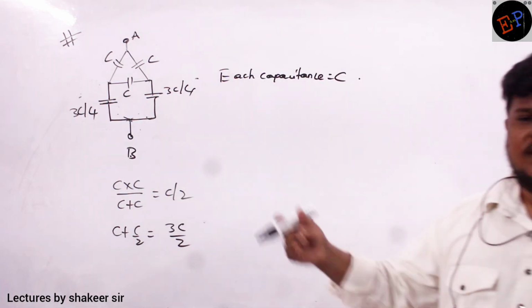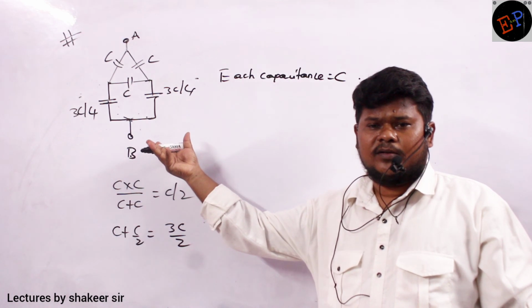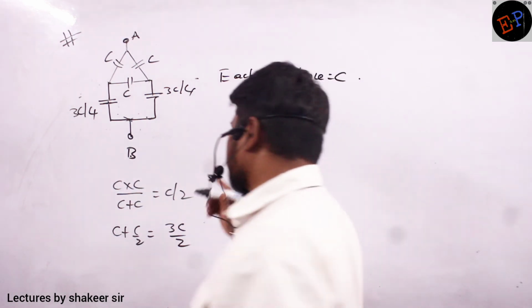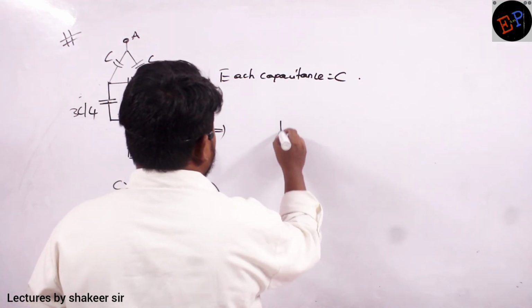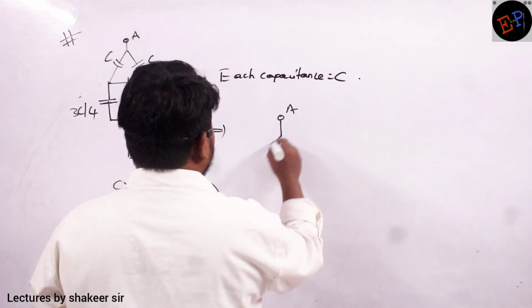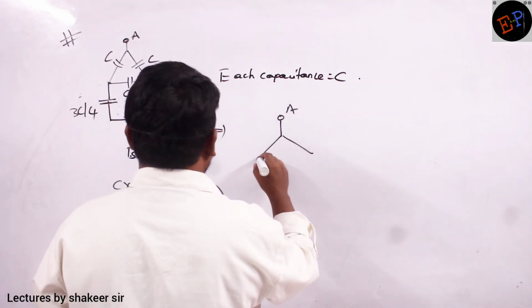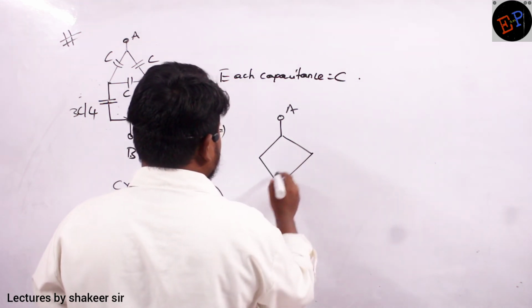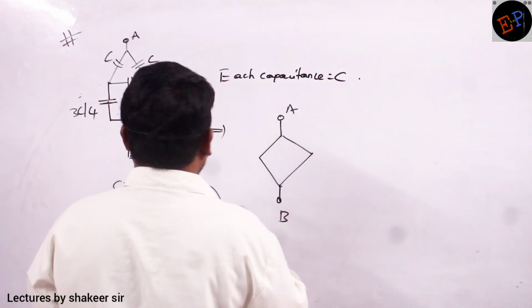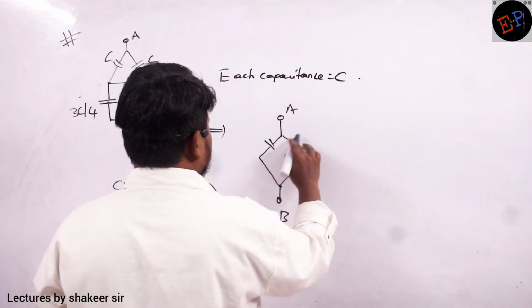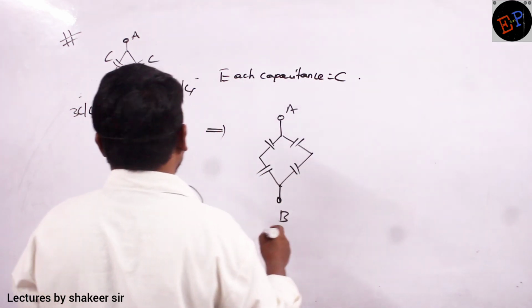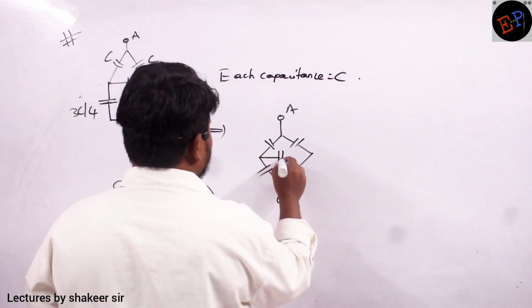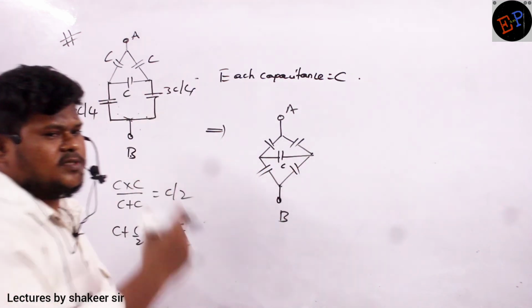Are you able to understand? This is another shape of a Wheatstone bridge. So let us draw the Wheatstone bridge properly in its proper form. Okay? So this is terminal A and these are two capacitors and these are another two capacitors and this is terminal B. So this is the arrangement of capacitors. Are you able to understand? And between these two points also I have a capacitor. So this is a Wheatstone bridge.